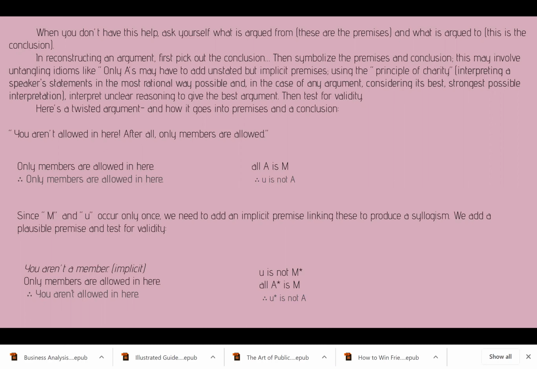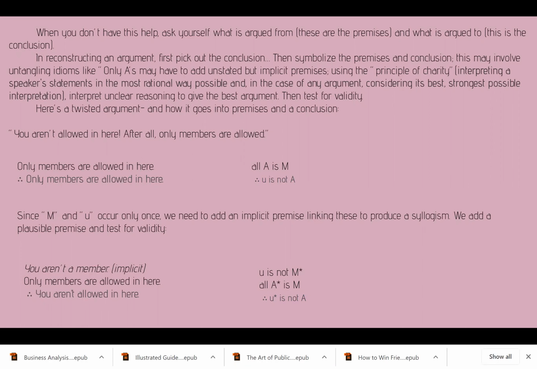Therefore, only... I think I might have made a mistake here, but when we symbolize it, it's all A is M, therefore U is not A. Since M and U occur only once, we need to add an implicit premise linking these to produce a syllogism.